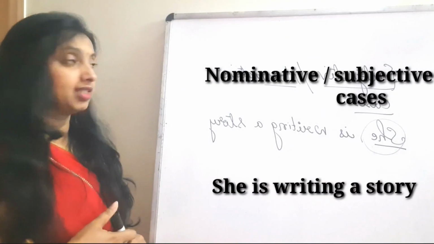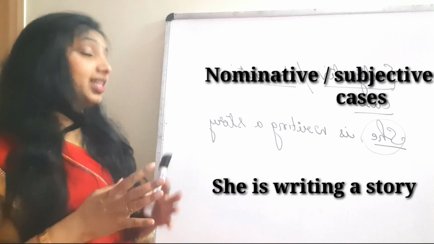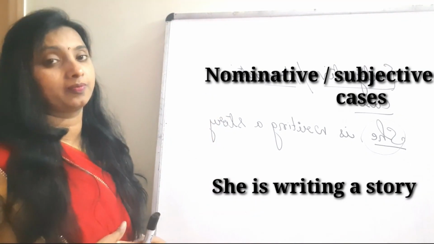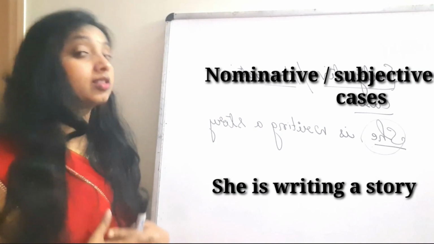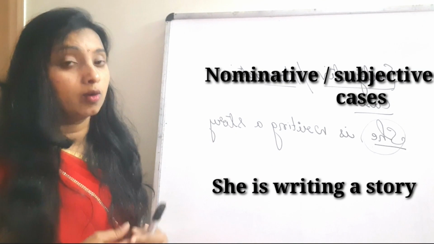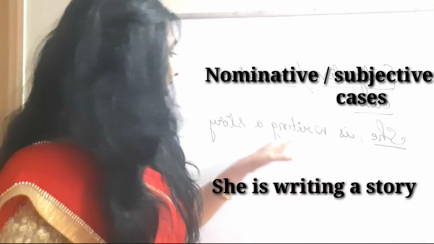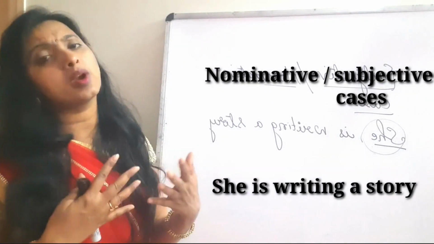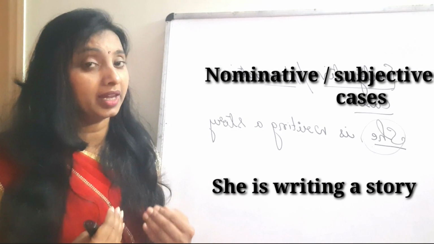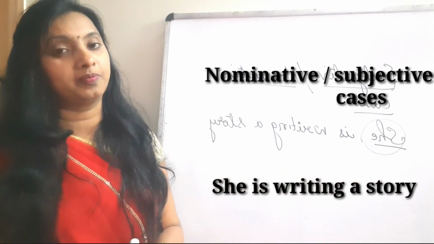Now, let us learn about subjective or nominative cases. As I said, nominative cases are used as subjects. What is a subject? Subject means who does the action or whom we are speaking about. So here, she is writing a story. Who is writing a story? She. So we are speaking about she. She is the subject here.